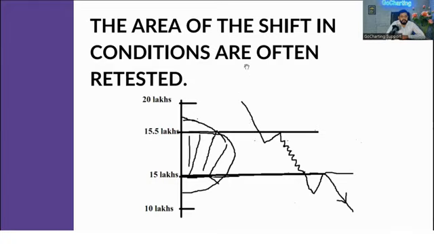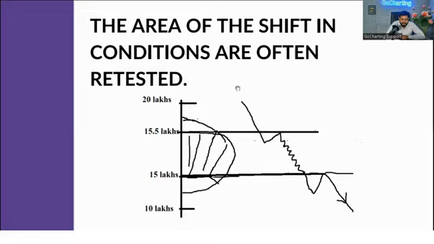The third rule is that areas of shift in conditions are often retested. See, friends, there is nothing permanent. There is nothing 100% in the stock market. You always have to take risk. You always have to have money management and risk management. Now, most of the time you will see that there is a retest to these value areas when the market is shifting condition. So this is the imbalance condition. This is the balance condition.